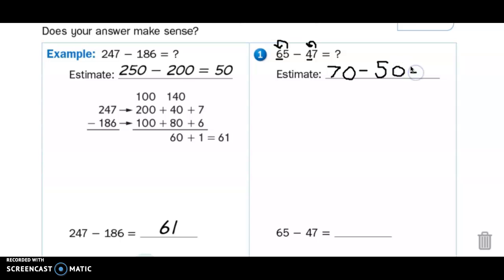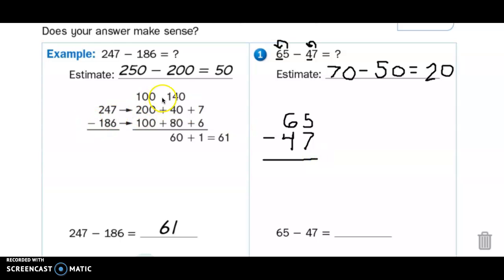What does 70 take away 50? You might not know that, but you do know 7 take away 5. 7 take away 5 is 2. So I know 70 take away 50 is 20. That's our estimate. Our answer should be about 20. If not, we probably did something wrong. So let's look. We need to put our problem on top of each other over here. Remember, when we're subtracting, that first number comes first, and it's our biggest number. 65 take away 47. 65 minus 47.